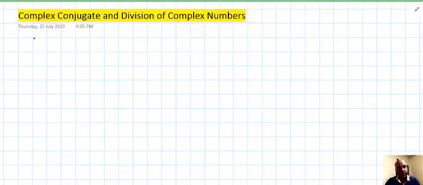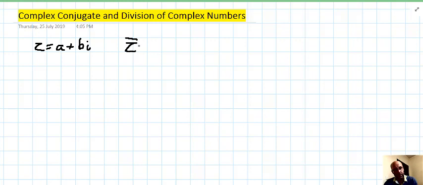Okay, complex conjugate and the division of complex numbers. Firstly, if we define z as a plus bi, we define the complex conjugate, which is z bar, as a minus bi. You may have done conjugate-like things with surds, so if you had a surd 5 plus root 2, the conjugate would be 5 minus root 2.